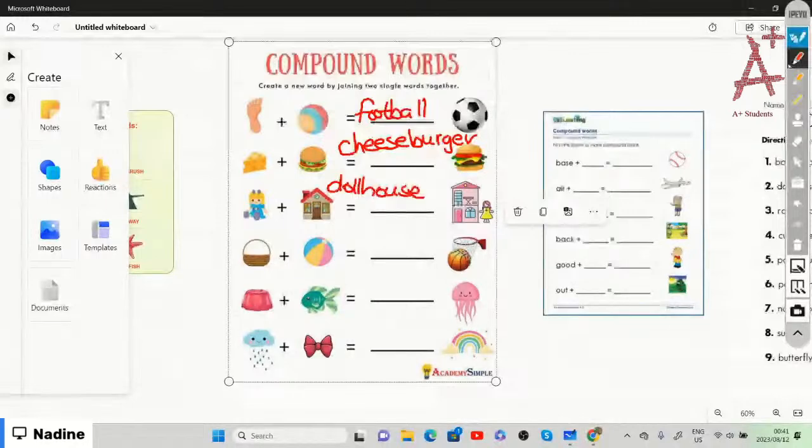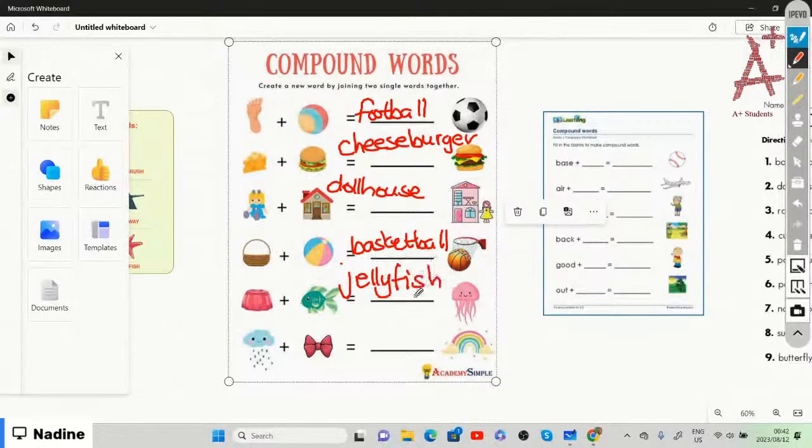Then we have a basket plus a ball, and we call that a basketball. Then we have jelly, jelly that you can eat. It is a wiggly little dessert item that you mix together and put in the fridge to get stiff, but it's still wiggly. That is jelly plus a fish. If we put those two words together, then we have a jellyfish.